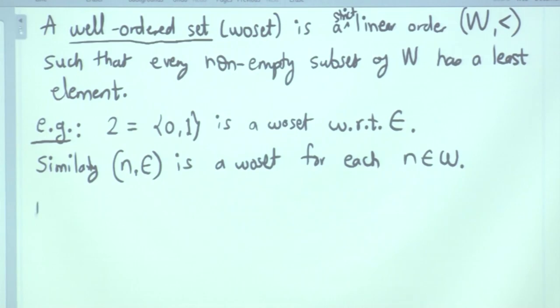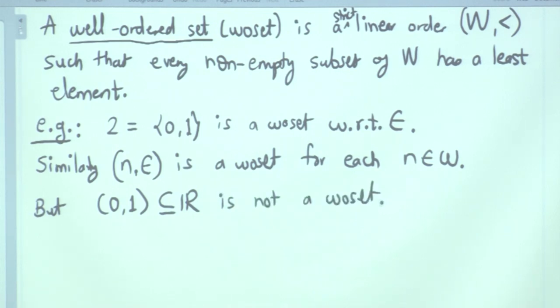However, [0, 1] as a subset of R is not a well-ordered set. Can you tell me which subset doesn't have a least element in [0, 1]? The set itself, right? Because if the minimum has to exist, then it should be 0, but 0 doesn't belong. Right, so therefore it is not a well-ordered set.